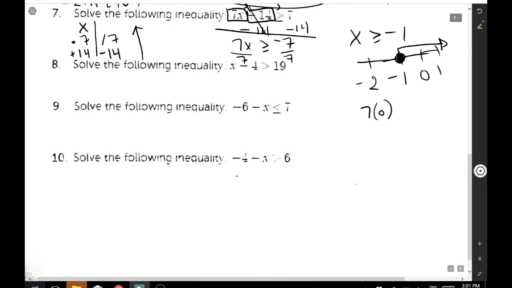7 times 0 plus 14 is greater than or equal to 7. All I did there was recopy the original problem. And I just plug in 0 for x because it's underneath my truth arrow, so to speak. And 0 times 7.